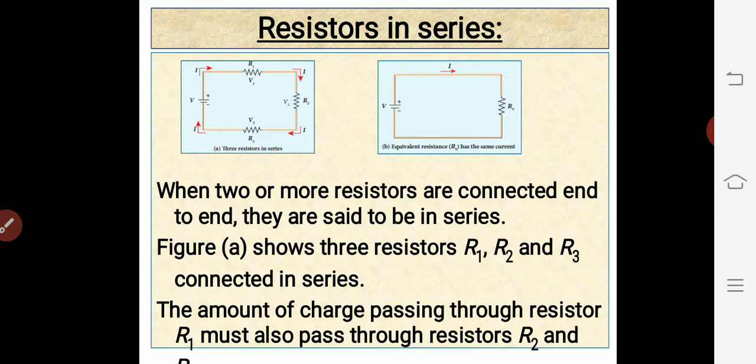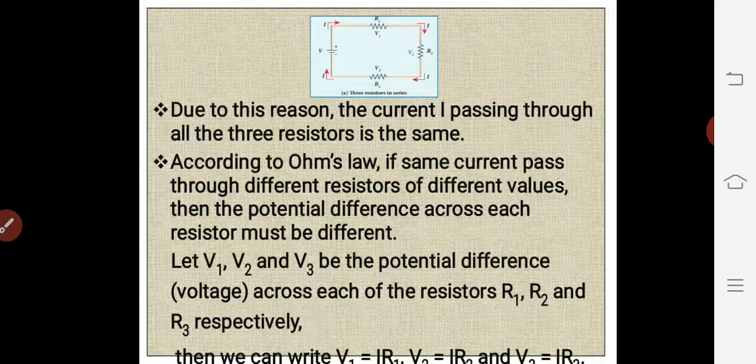The amount of charge passing through resistor R1 must also pass through resistors R2 and R3. Due to this reason, the current I passing through all the three resistors is the same.